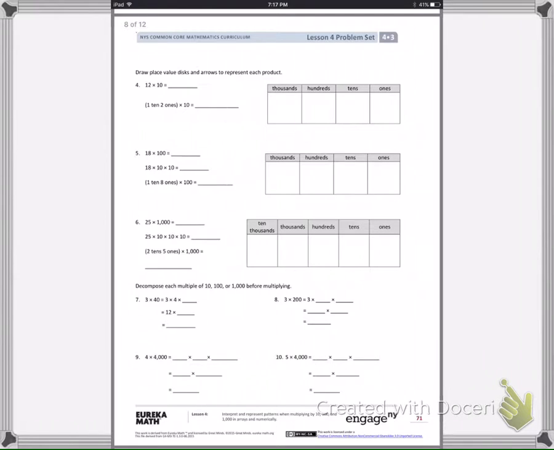Number 4, 12 times 10. Let's start by drawing 12 using place value discs. I know that 12 equals 1 ten and 2 ones. Multiply by 10. 1 ten times 10 equals 100. 2 ones times 10 equals 2 tens. So we have 100, 2 tens. That equals 120. 12 times 10 equals 120. Another way of saying 120 is 12 tens.